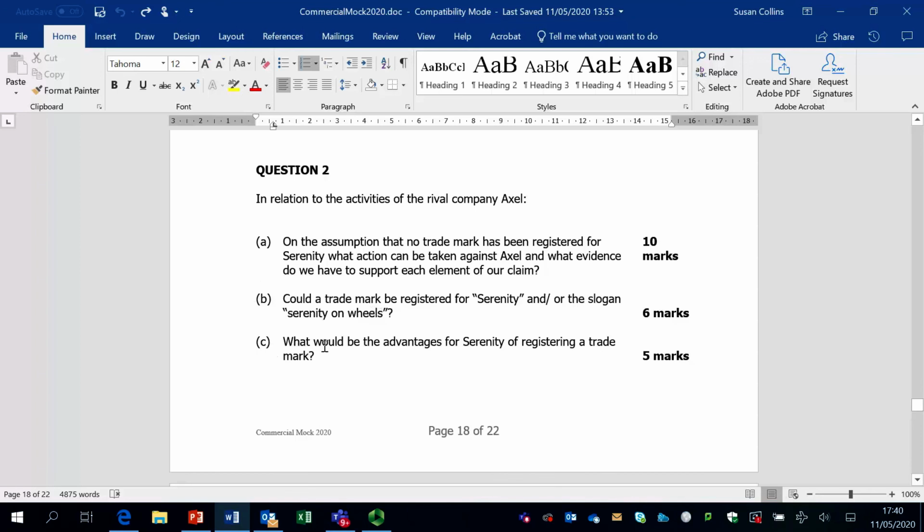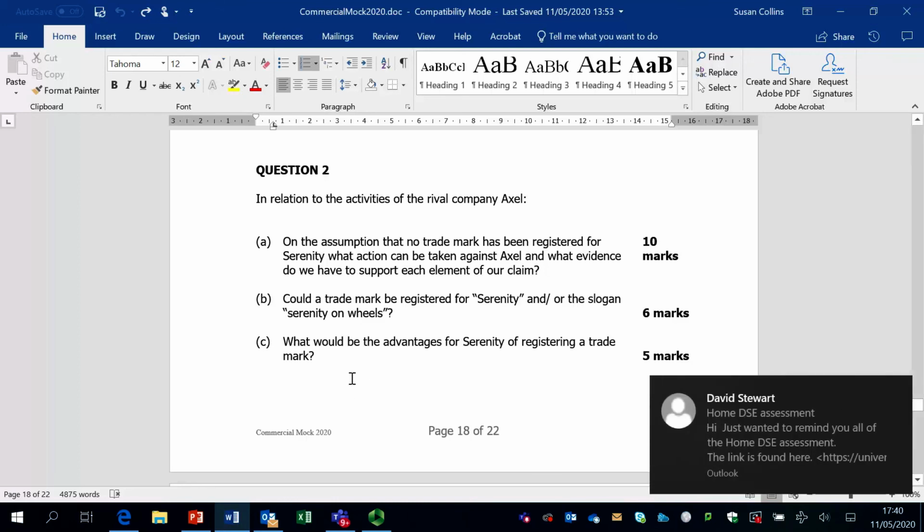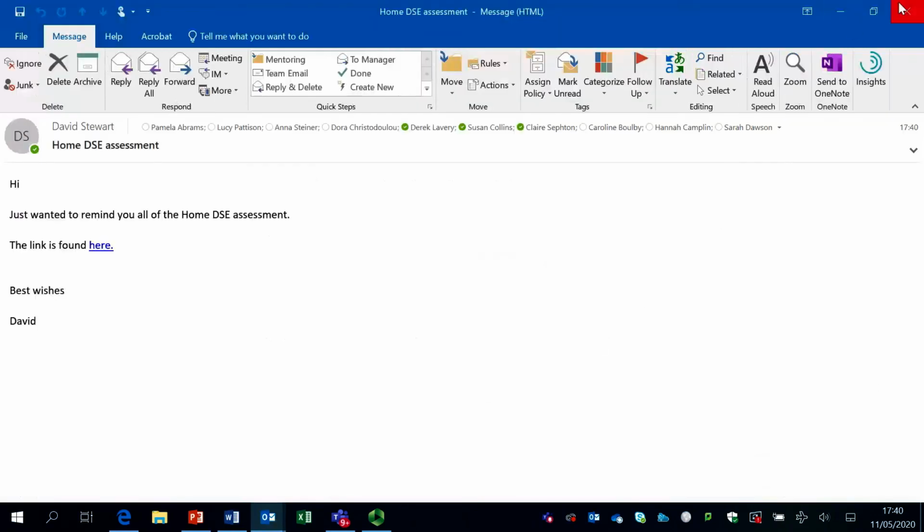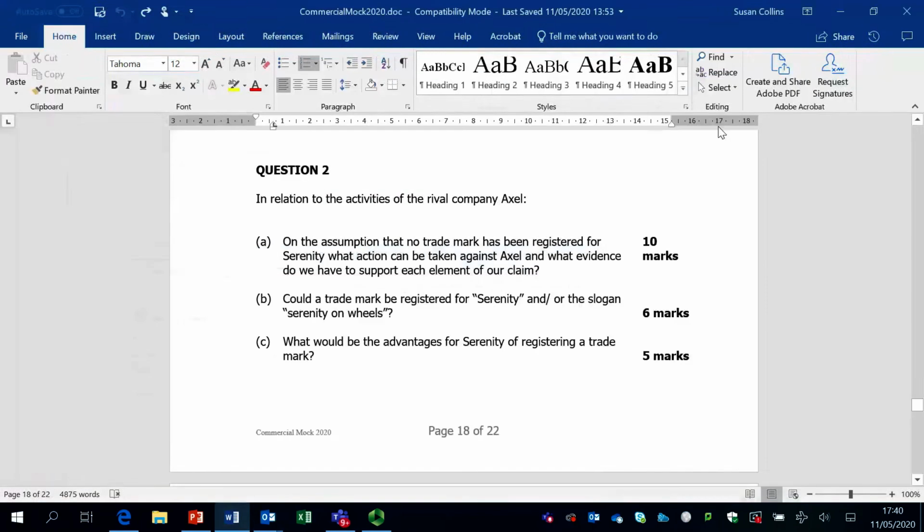All right, question 2C then, advantages of registering a trademark. A number of advantages, things like it makes an infringement action like the one against Axel here more straightforward and easier. Right, so on the assumption that no trademark has been registered, sorry, where did we get to? Yeah, we're talking about the advantages of registering a trademark.